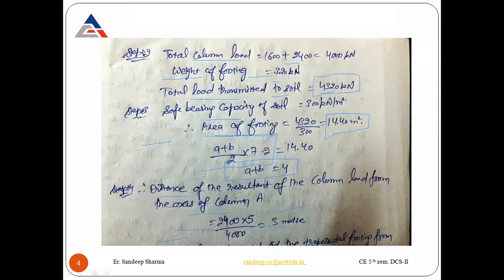So the next thing we have to do, step number 4, is find the distance of the resultant of the column loads from the axis of column A. From the axis of column A, we have the load of column B, that is 2400 kilonewton, at a distance of 5 meter, divided by the total load, that is 4000 kilonewton. So the resultant is equal to 3 meter.